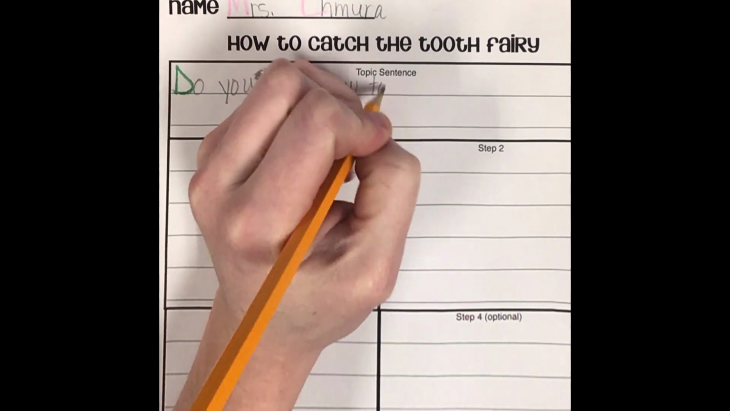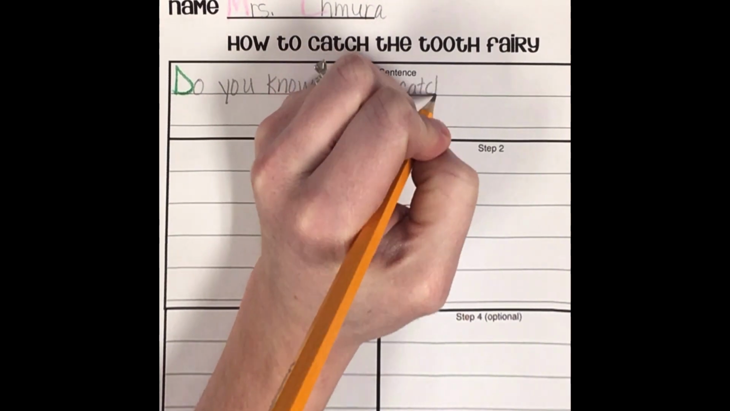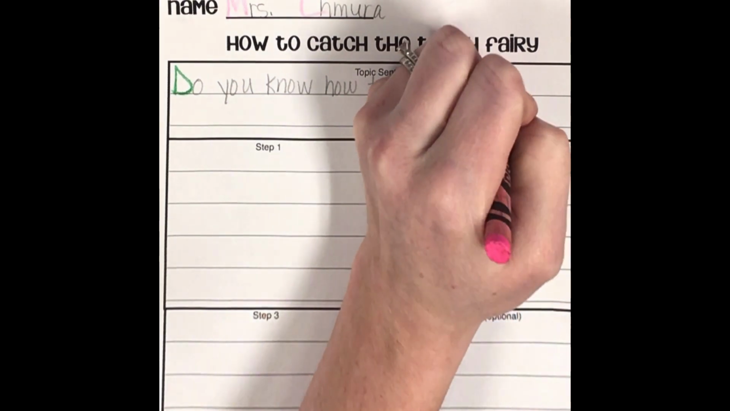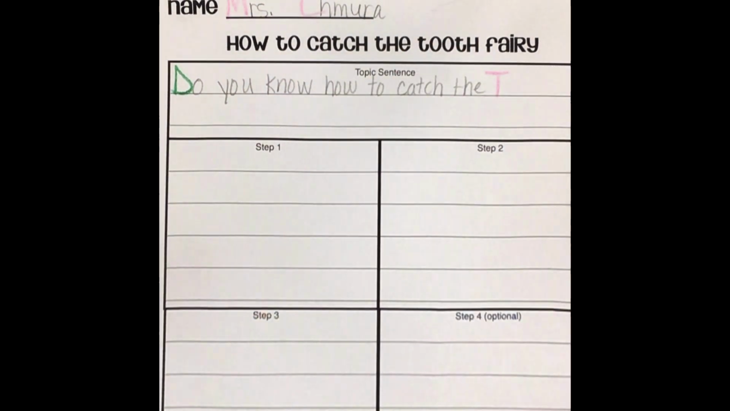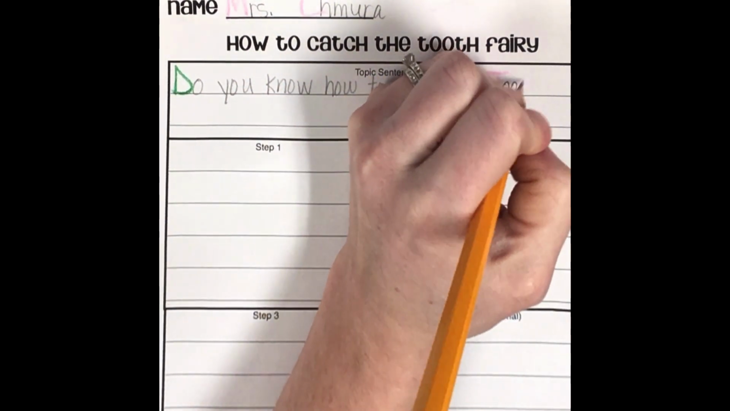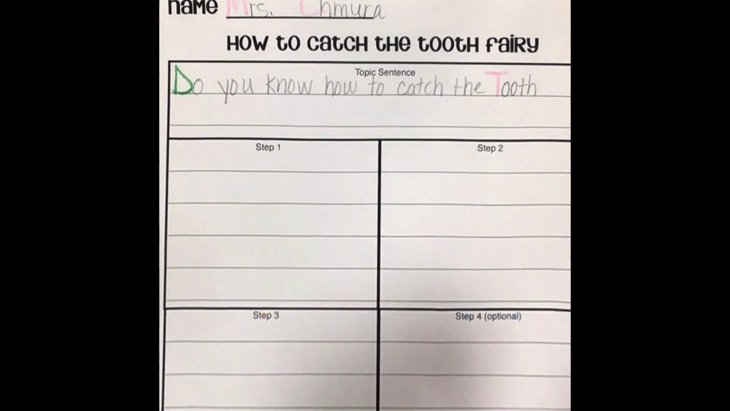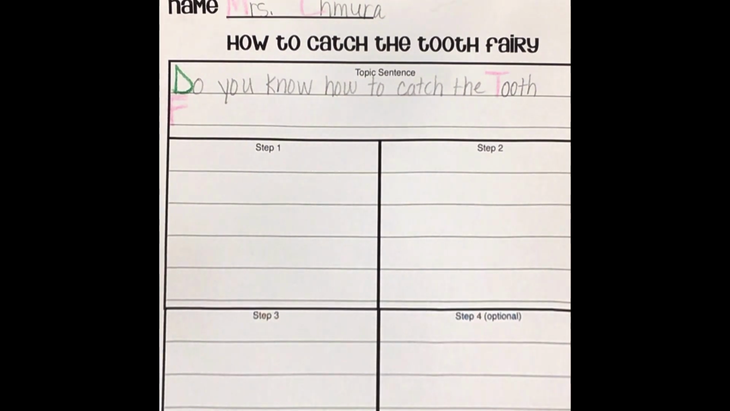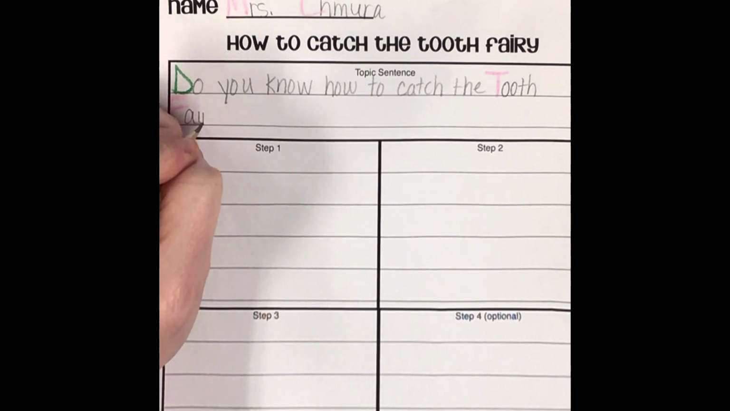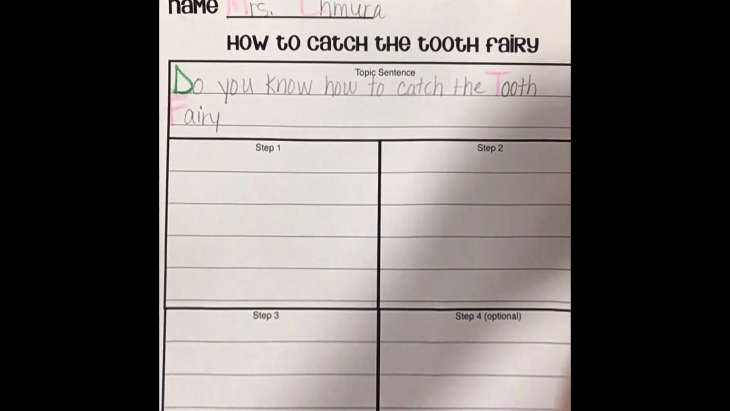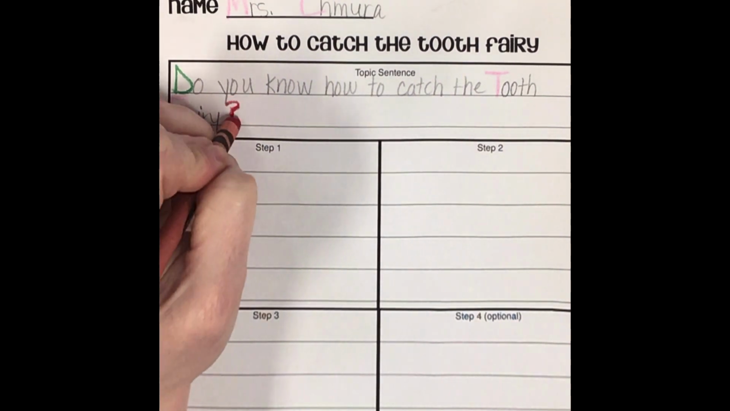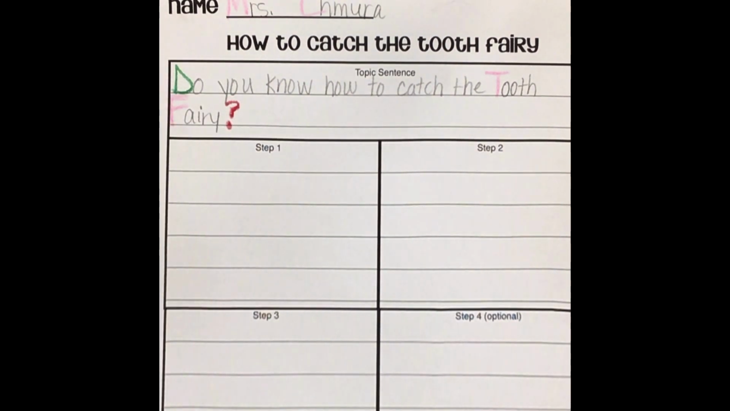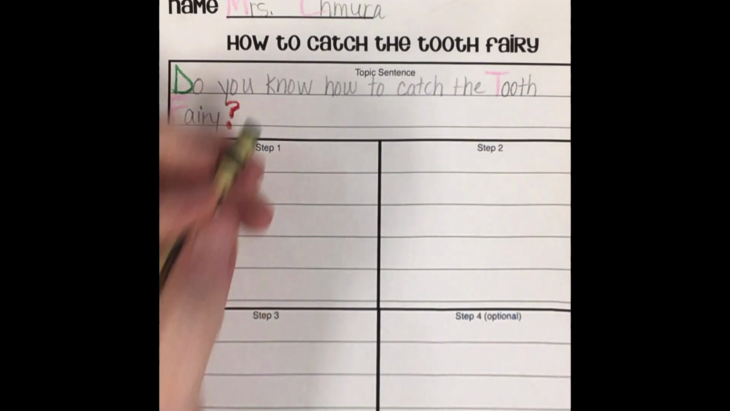How to catch. Remember, I can use my paper to help me. I'm going to use pink. Tooth fairy is a proper noun. Tooth, and then the F also needs to be uppercase because that is part of her name. Fairy. I'm going to end my sentence with a question mark because I'm asking the reader something.